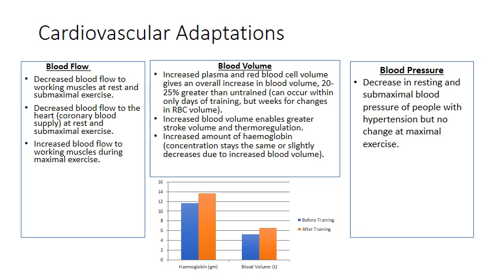The increased amount of hemoglobin on your red blood cells, it also increases its capacity to transport oxygen around the body. So not only do you have more red blood cells, you actually have a greater amount of hemoglobin per red blood cell. In terms of your blood pressure, you can see a decrease in blood pressure at rest and submax intensity. Most typically, that is noticed in people that already have hypertension, high blood pressure as a condition.